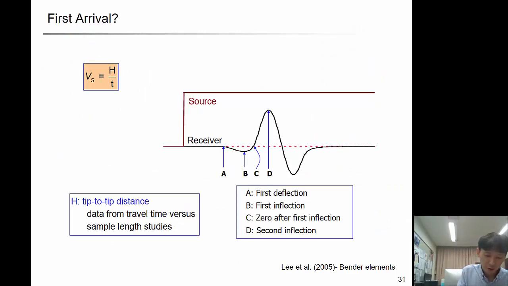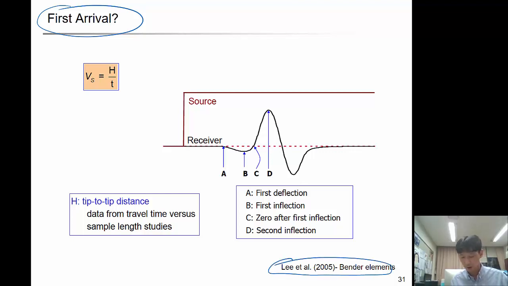So then, how do we determine the first arrival? This has long been a very difficult question to answer. Recently, in the paper by Jong-Sup Lee and Santamarina, they concluded that you can pick the zero after the first inflection as the arrival time, when H is the tip-to-tip distance.